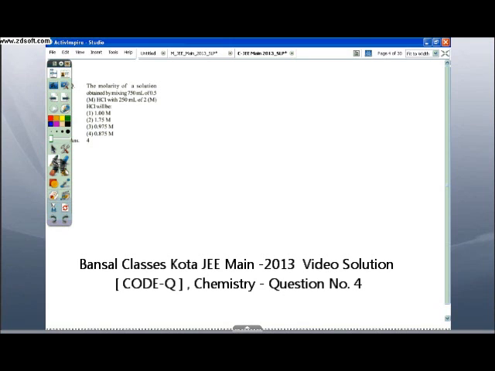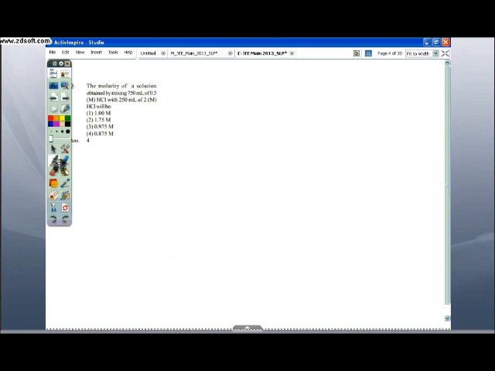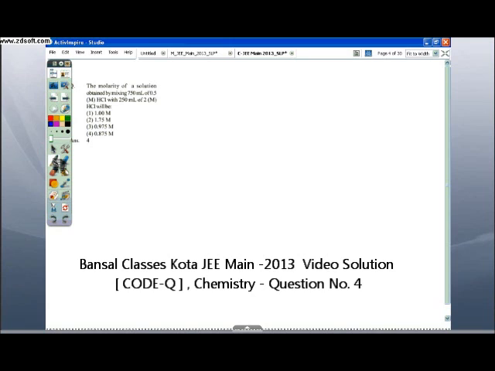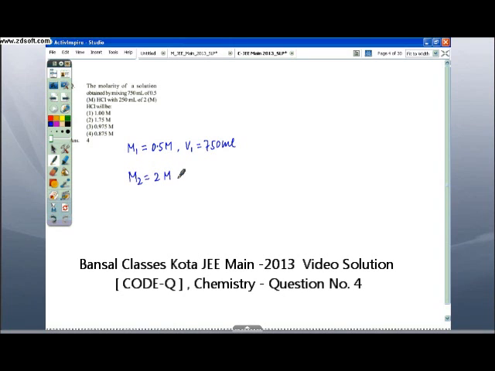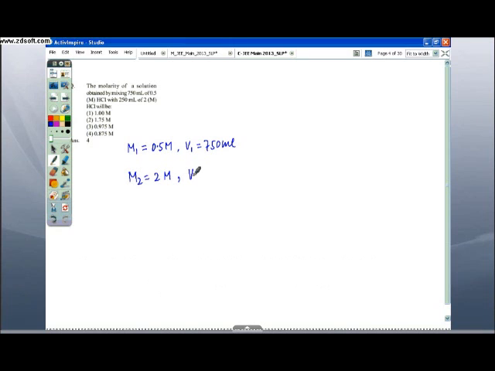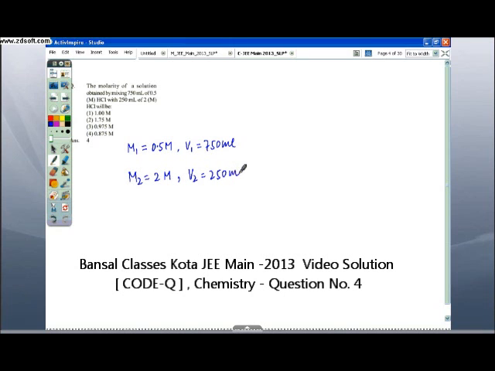The molarity of a solution obtained by mixing 750 ml of 0.5 molar HCl with 250 ml of 2 molar HCl will be. Since we have two solutions, these two solutions are mixed. Given molarity of first solution M1 is equal to 0.5 molar. Volume of this solution V1 is equal to 750 ml. Molarity of second solution M2 is equal to 2 molar. And volume of second solution is equal to 250 ml.